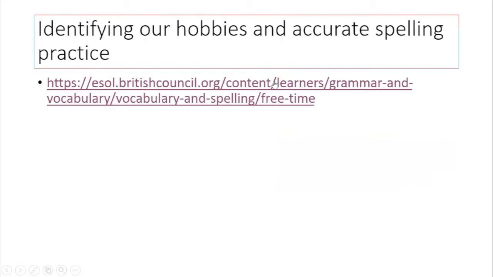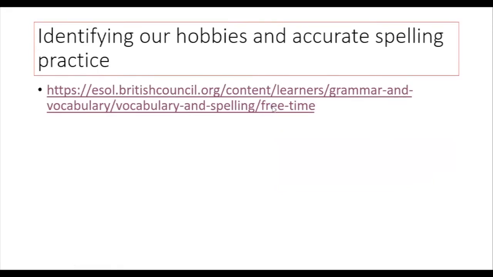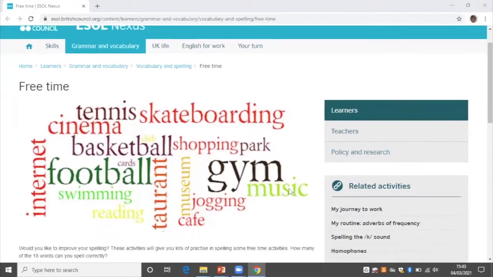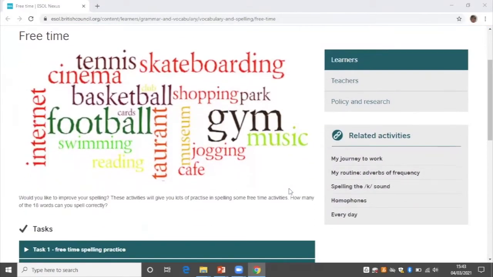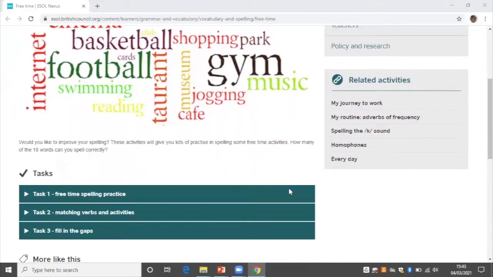Okay, so as always, there's two options really. You can either copy and paste this link on the screen now and complete the activities in your own time. Or as always, I will click on the link like I'm going to do now, share the screen, and I will guide you through the activities, even if it's just so you know how to navigate the Nexus website.